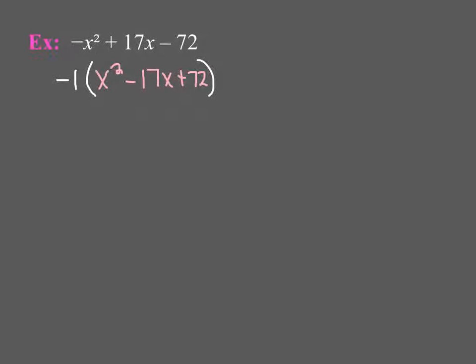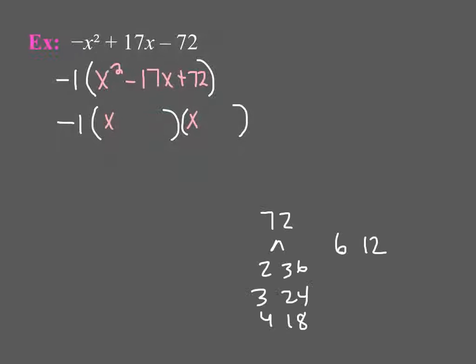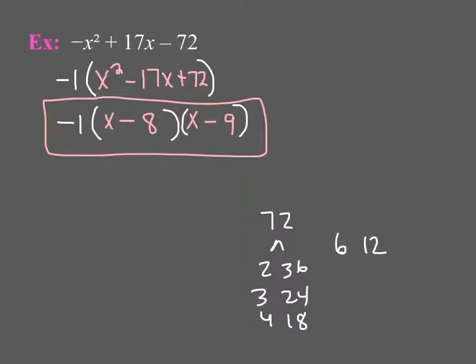which is what you want. So then you keep the negative 1 outside, and now you factor just the pink part by finding the factors of 72 that add to negative 17. And those two factors would be negative 8 and negative 9. So your final answer is negative 1 times x minus 8 times x minus 9.